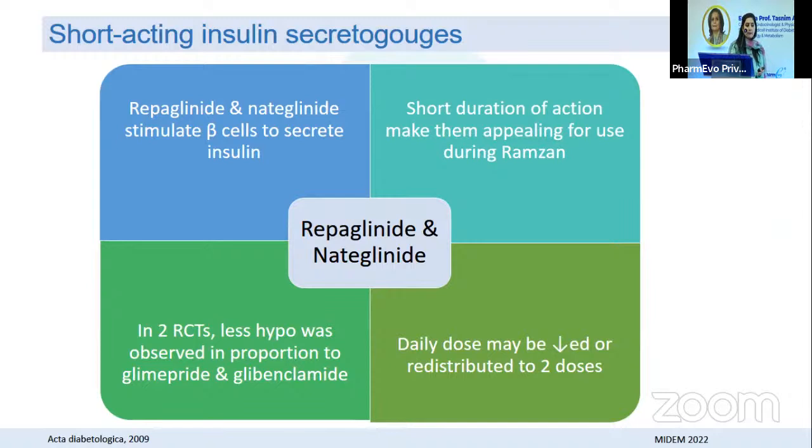Less hypo was observed in comparison to sulfonylurea. There were multiple studies conducted in which they were compared to sulfonylurea. Hypo was less with repaglinide and nateglinide in comparison to sulfonylurea. However, the daily dose may be either decreased or redistributed to 2 doses if the patient is taking more than 2 doses. So just advise taking before Sehri and before Iftari.